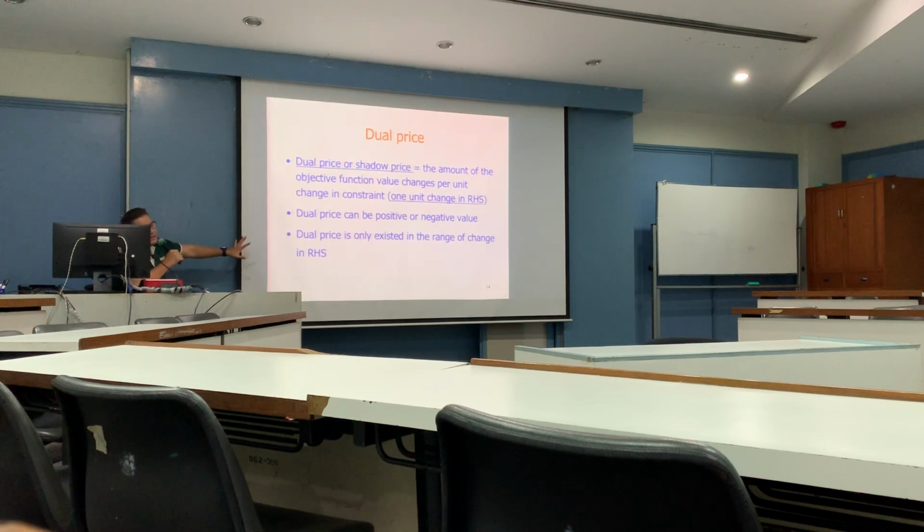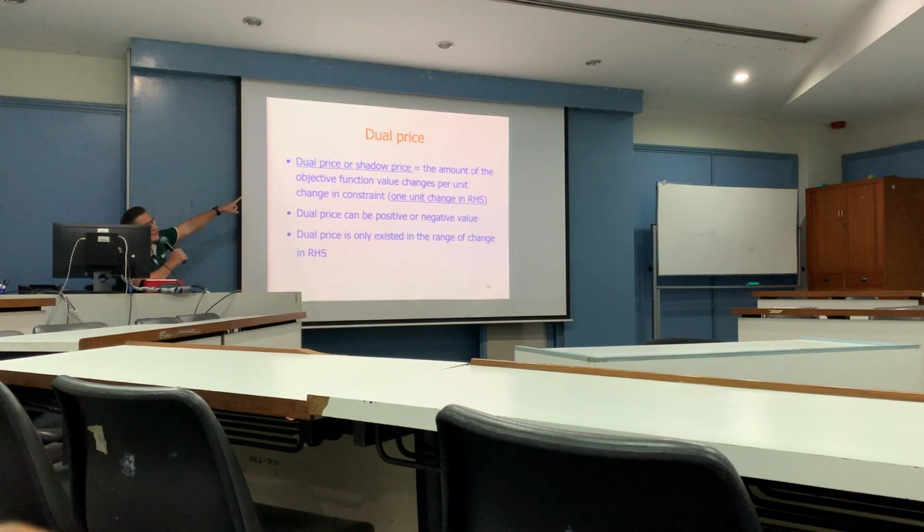And the dual price is valid to use for calculation only if you change the right-hand side of the constraint within the range that we're gonna find in the second part. Okay, based on this, I will show you. It's not difficult, right? But it requires understanding something about the concept. One thing that I need to tell you before I show you the example.